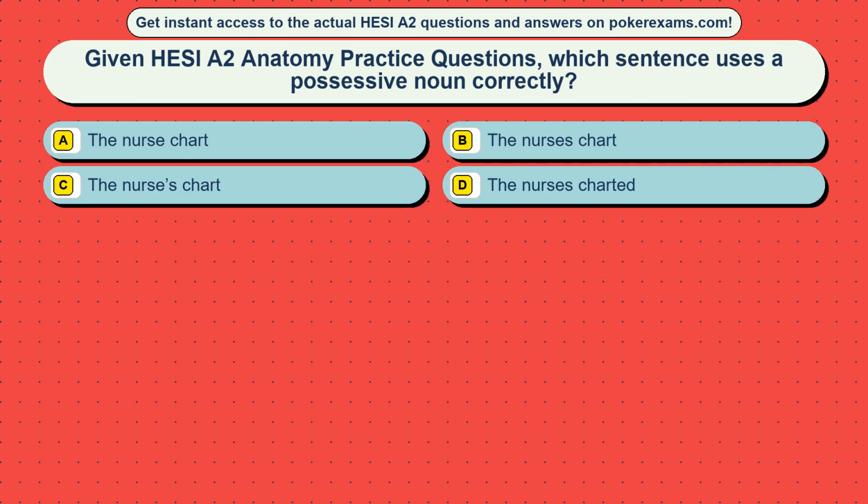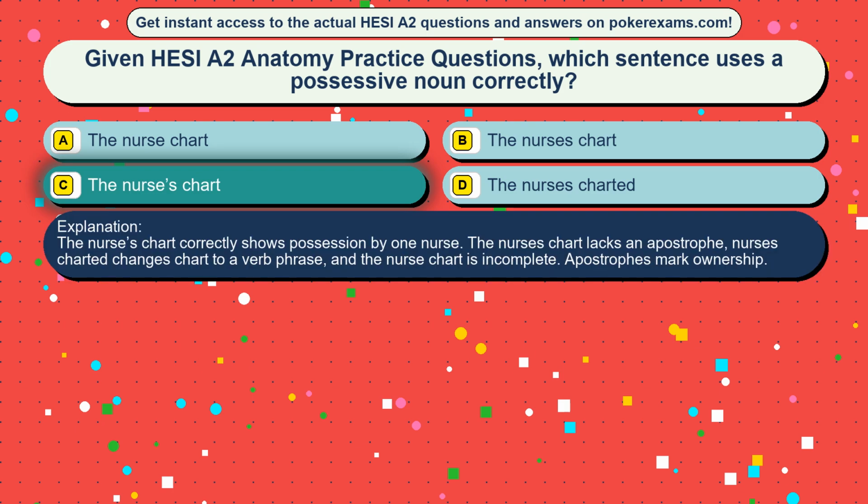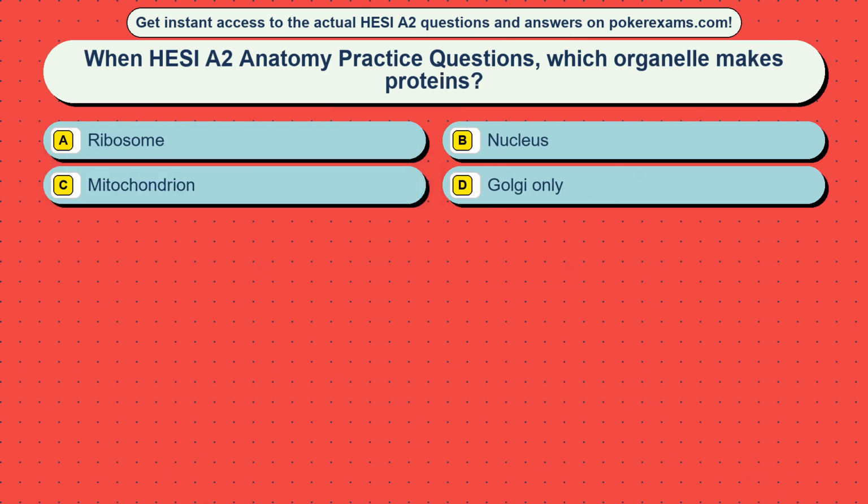Question 48. Given HESI A2 practice questions, which sentence uses a possessive noun correctly? Option A, the nurse chart. Option B, the nurses chart. Option C, the nurse's chart. Option D, the nurse's charted. The correct answer is option C, the nurse's chart. The nurse's chart correctly shows possession by one nurse. The nurses chart lacks an apostrophe. Nurse's charted changes chart to a verb phrase, and the nurse chart is incomplete. Apostrophes mark ownership.